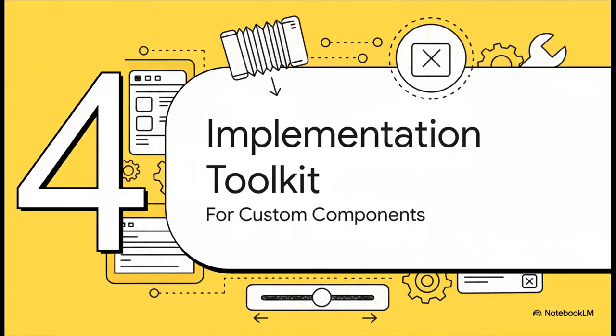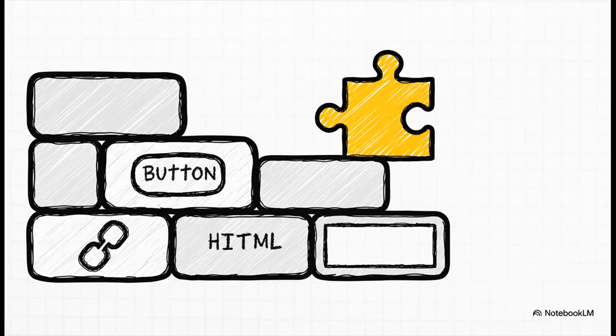Okay, but let's be real. What about all the fancy custom stuff? You know, the slick-looking accordions, the custom pop-ups, the interactive sliders that don't have a standard HTML tag? For those, we've got to pull out a slightly more advanced set of tools. And that toolkit is called ARIA. It stands for Accessible Rich Internet Applications.